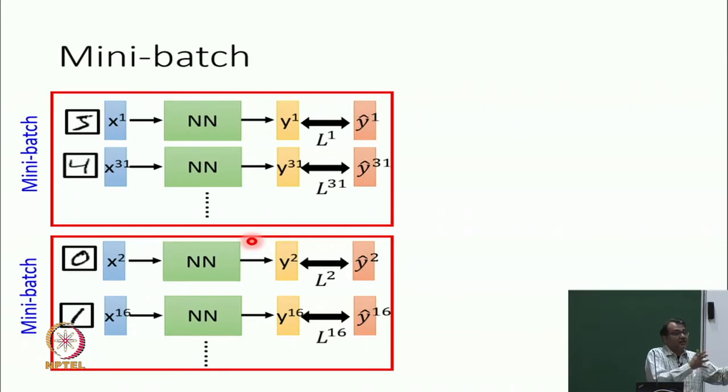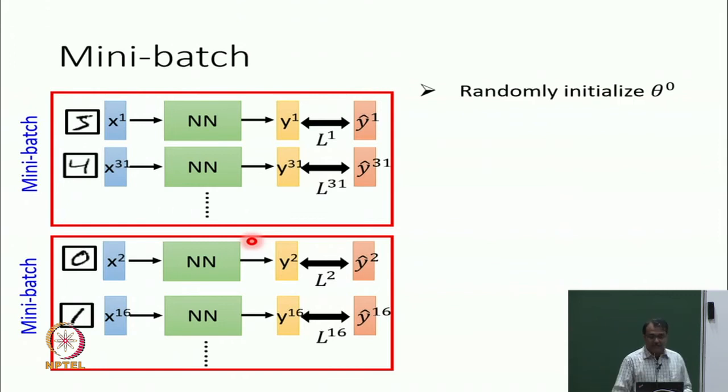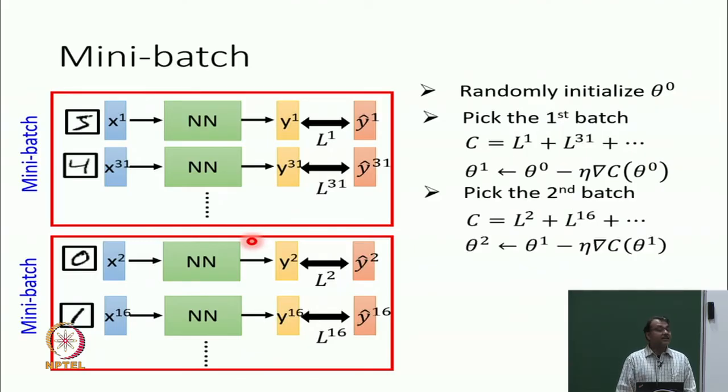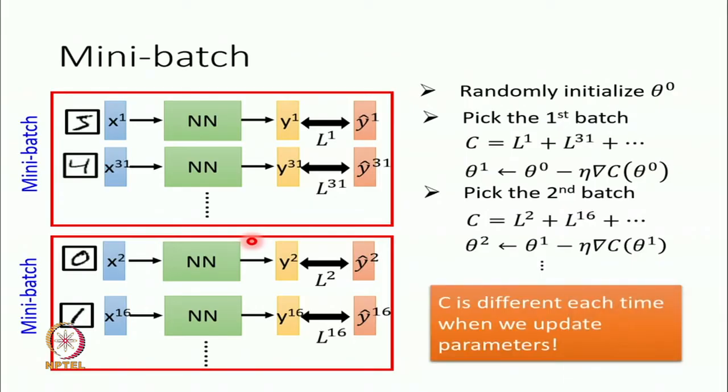One epoch goes over many mini batches and does many gradient steps. Okay, so again, just to go over the slides, randomly initialize theta 0, pick the first batch, compute the loss only on the data points that are in the first batch, do a gradient step, then pick the second batch, do the same thing to get theta 2, and keep doing this. The batch is different each time we update parameters. The data points on which we update are different.